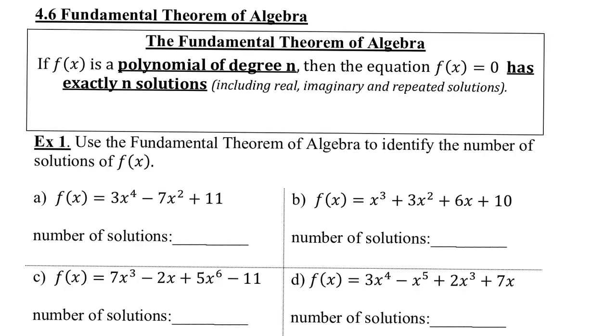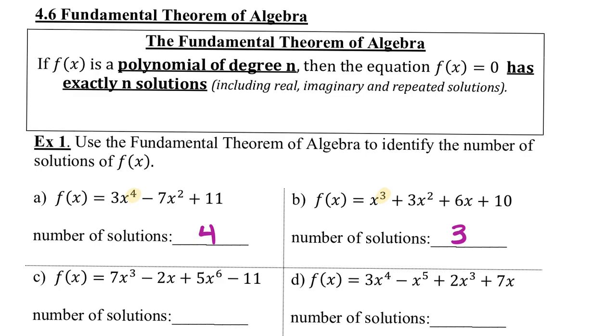This is f of x equals 3x to the fourth minus 7x squared plus 11. The degree of this polynomial is 4. So this should have 4 solutions. Easy, right? Okay. B, f of x equals x cubed plus 3x squared plus 6x plus 10. The highest exponent is x cubed, so this is going to have 3 solutions.